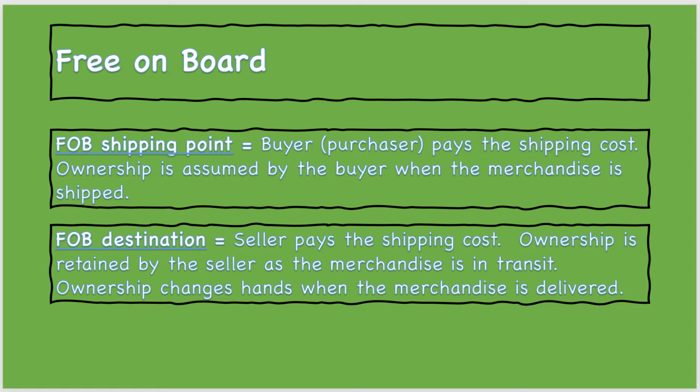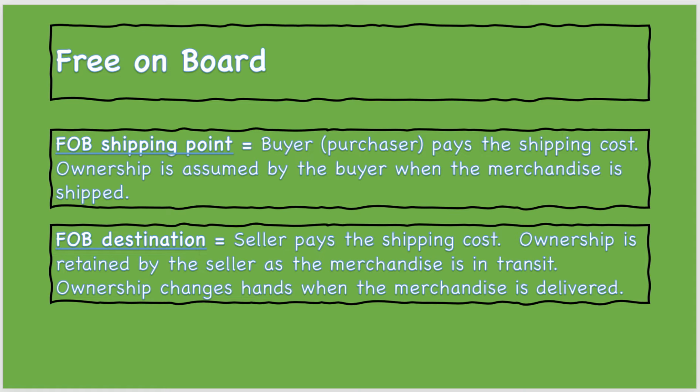What both of these definitions tell us is A, who pays the shipping cost, and B, when does ownership of that merchandise change hands? Meaning, when the ownership changes, I sell something, somebody else takes possession of it. When exactly does ownership change? Well, that depends on if it's FOB shipping point or FOB destination. So let's look at FOB shipping point.